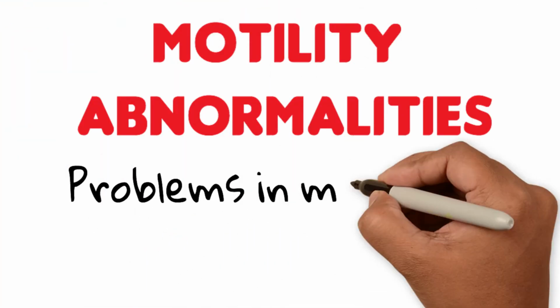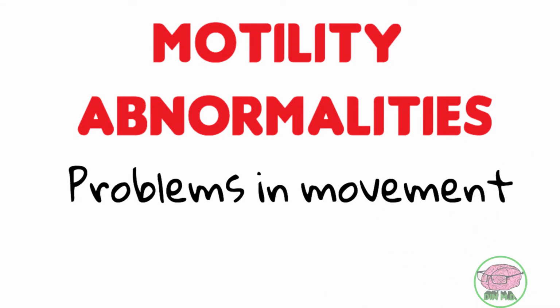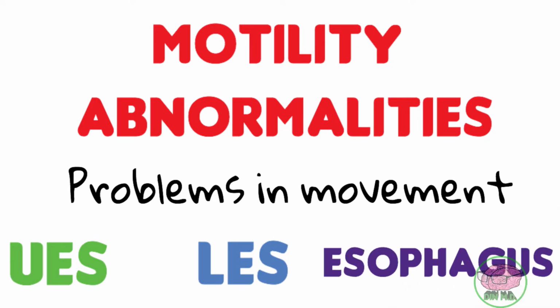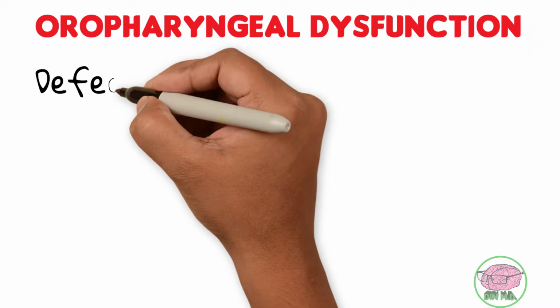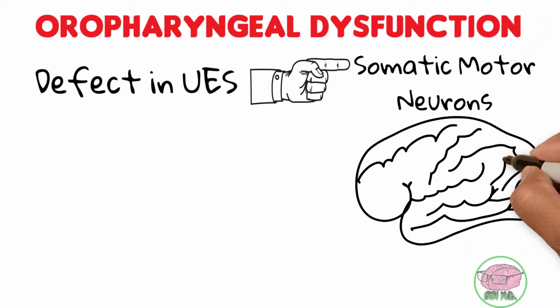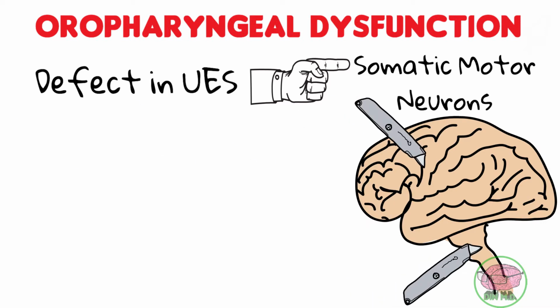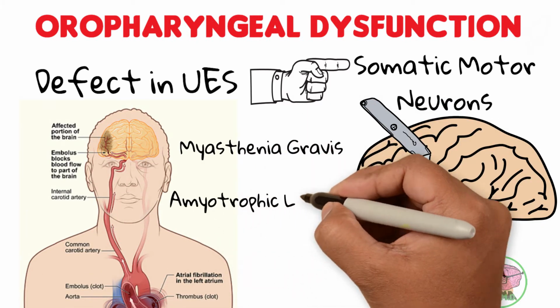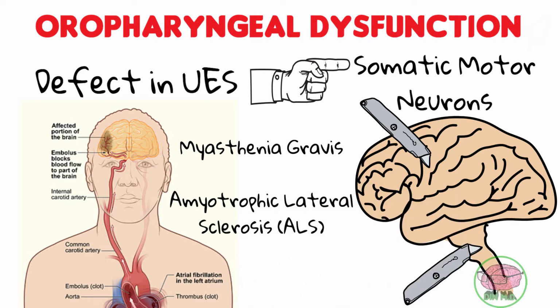These are problems in the movement of the esophagus that can be due to problems in the upper esophageal sphincter, lower esophageal sphincter, or the esophagus itself. Oropharyngeal dysfunction. As we learned before, the upper esophageal sphincter is made up of three muscles that are skeletal muscles and therefore are innervated by somatic motor neurons, and pathologies that can damage the brainstem or the cerebral cortex can cause a dysfunction of these muscles. For example, a stroke, myasthenia gravis, amyotrophic lateral sclerosis, among others. This usually causes oropharyngeal dysphagia.